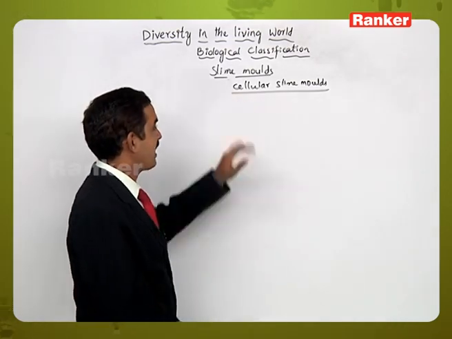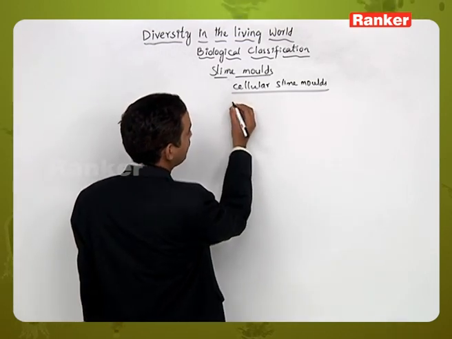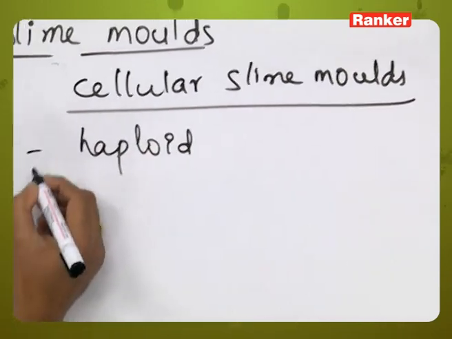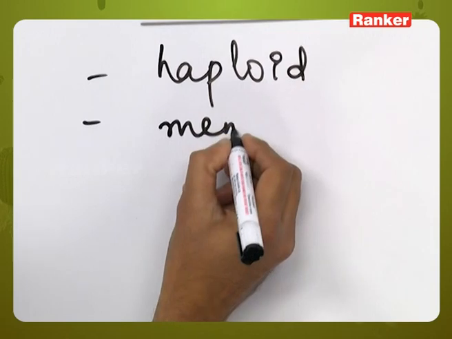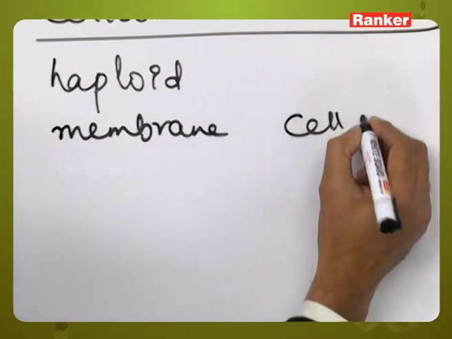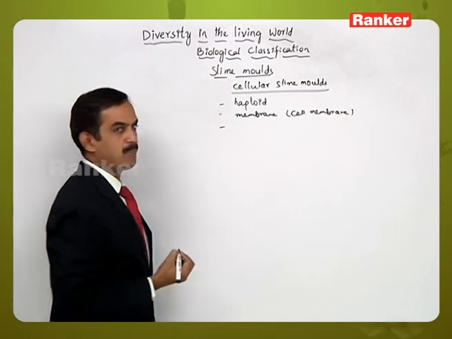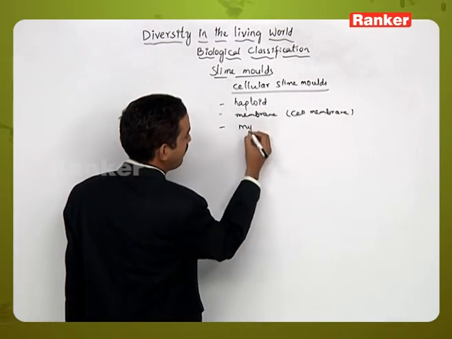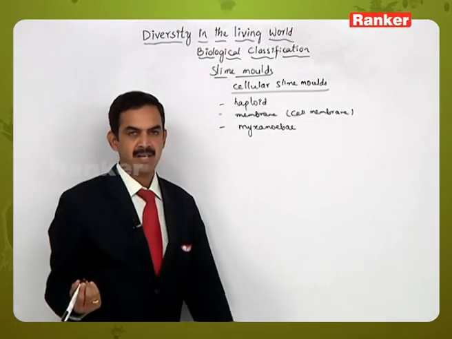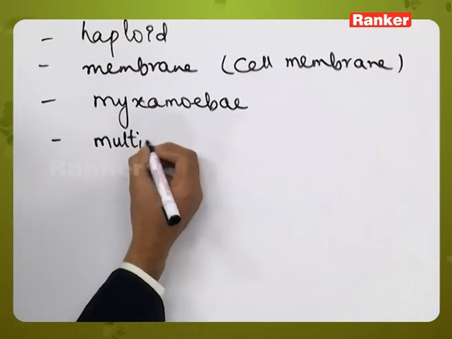The second type of slime molds are the cellular slime molds. These are slime molds which are haploid in nature, and these structures will contain a membrane around them, so we can call it a cell membrane also. These haploid structures are called myxamoebae. These structures generally also contain a multinucleated condition.